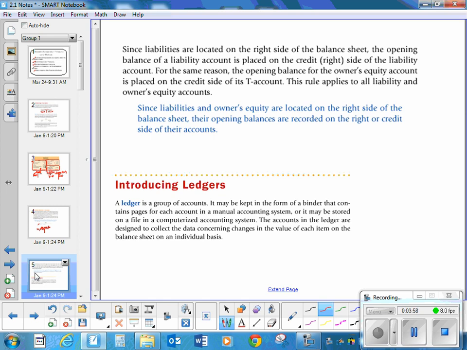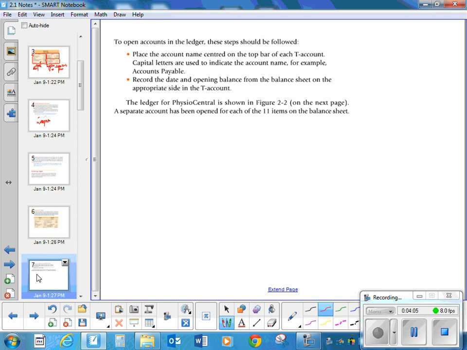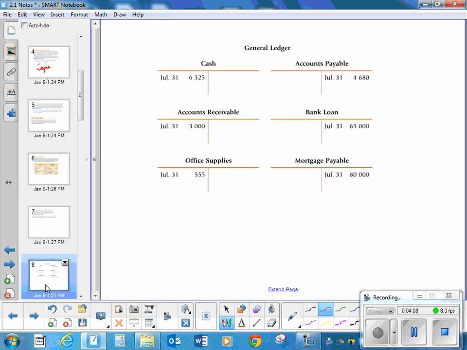Okay, we're talking now about ledgers. A ledger is just a group, and it's going to look like this. This is going to be your ledger. Do you see cash has a normal debit balance, accounts receivable, normal debit balance, office supplies, debit balance. Now we're going over to accounts payable, or into our liabilities. Accounts payable is a liability, so the money has to go on the credit side. Same with your bank loan, same with your mortgage payable.